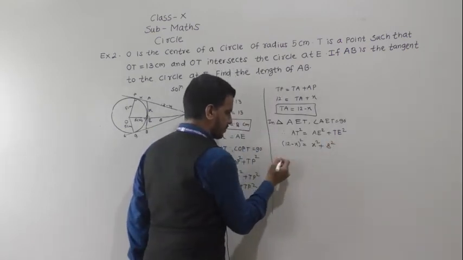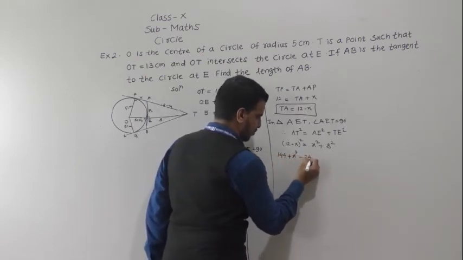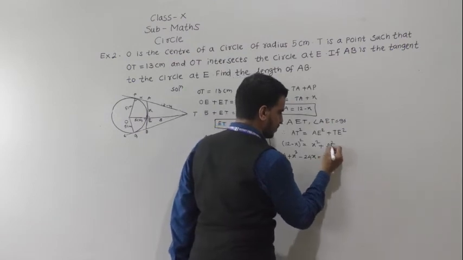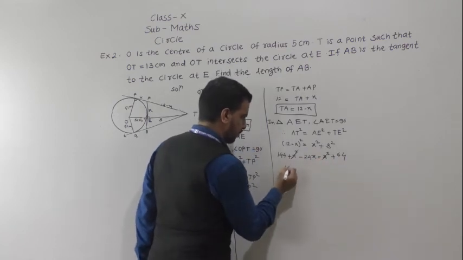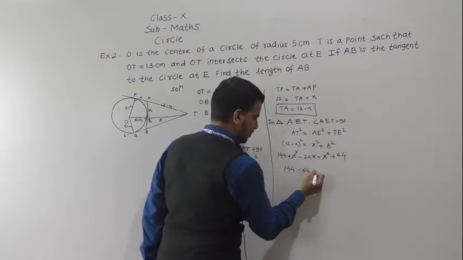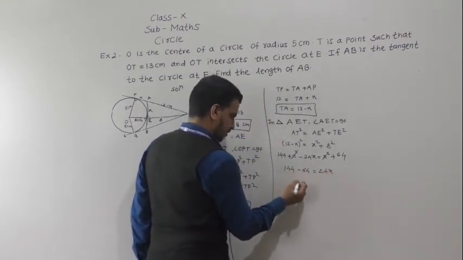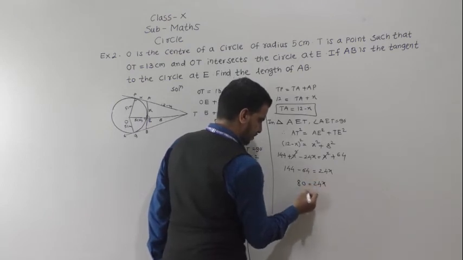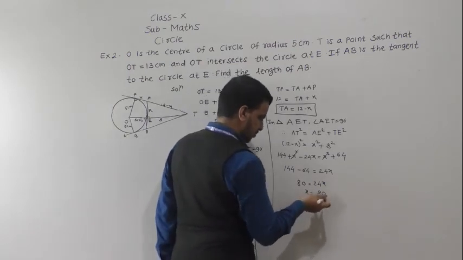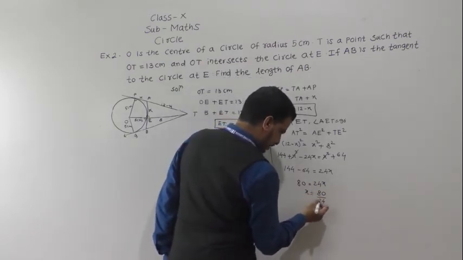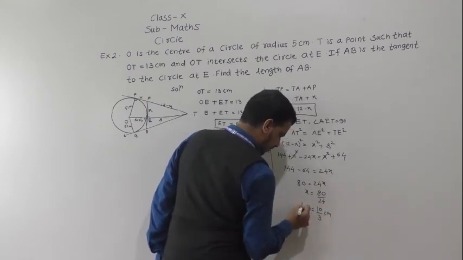So if we expand this, 12 square is 144 plus x square minus 24x is equal to x square plus 64. Now this x square will get cancelled. 144 minus 64 is equal to 24x. So this is 80 is equal to 24x, x is equal to 80 upon 24. If we simplify this, 8 tens are 80 and 8 threes are 24, so x is equal to 10 upon 3 centimeter.